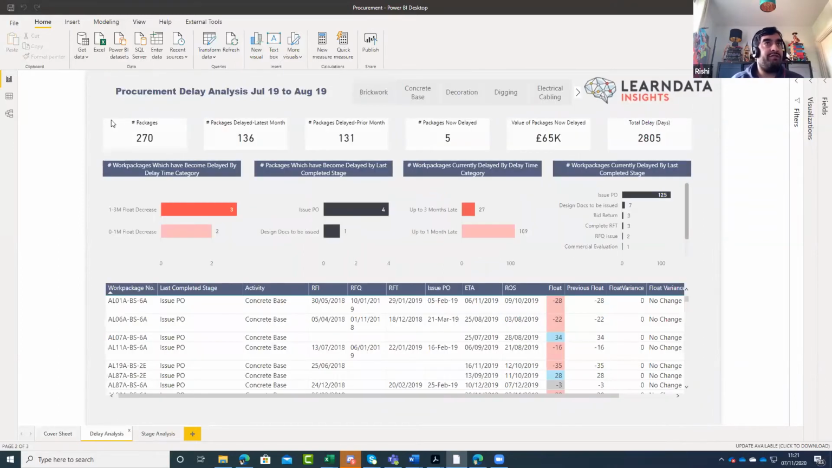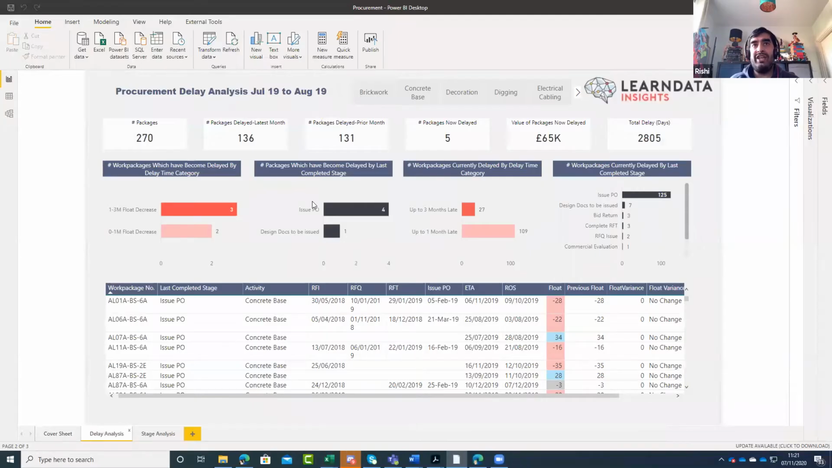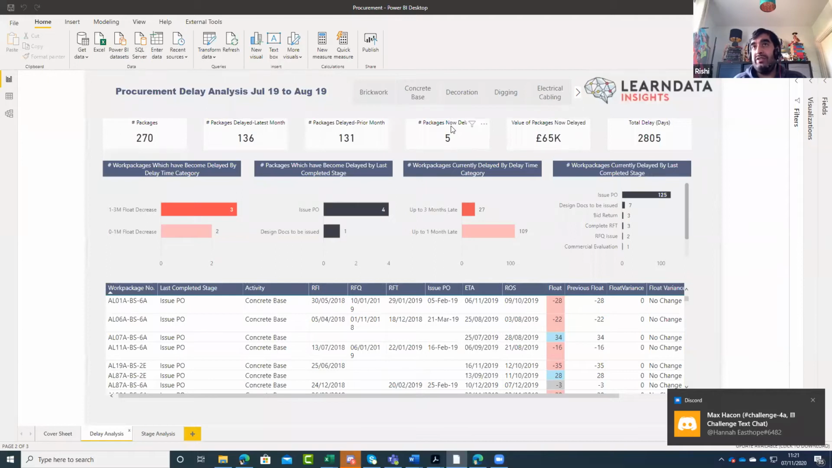So for delay analysis, for example, I'll just try and flip back and forth. We want to know how many work packages are delayed and how many at each stage. So we can see that we've got our top level metrics. How many work packages have we got delayed? How many were delayed in the latest month? How many were delayed in a prior month? And the difference between those is the number of packages that have newly become delayed this month, so now delayed where they weren't previously. We've got the value of the packages now delayed and the total delay. So this is the total float.